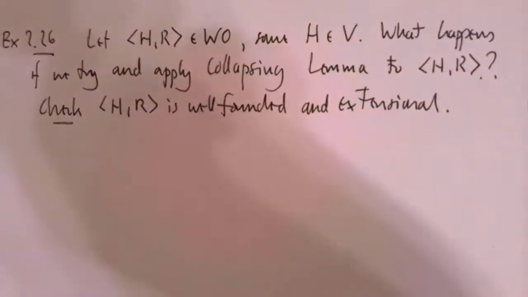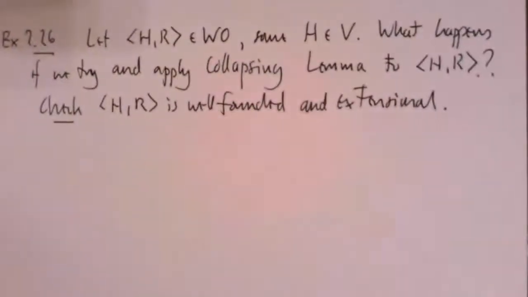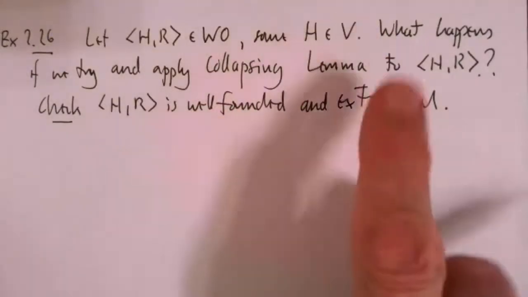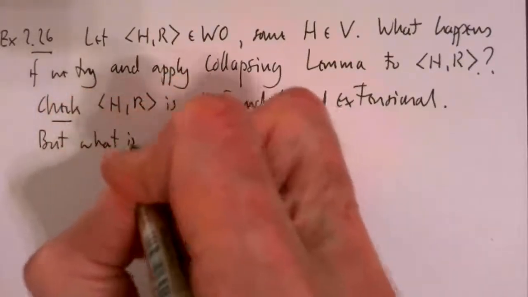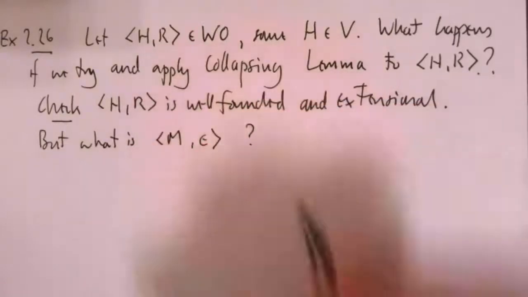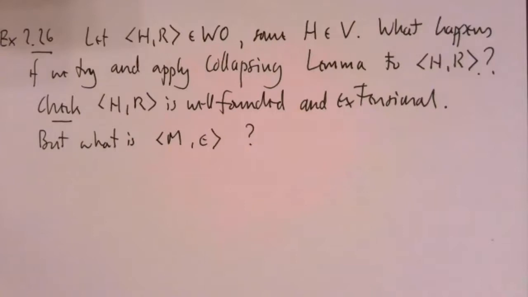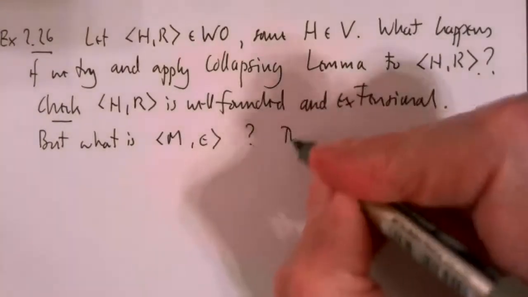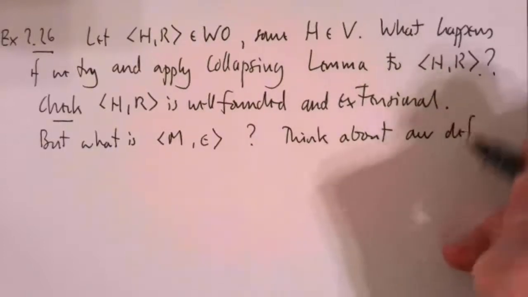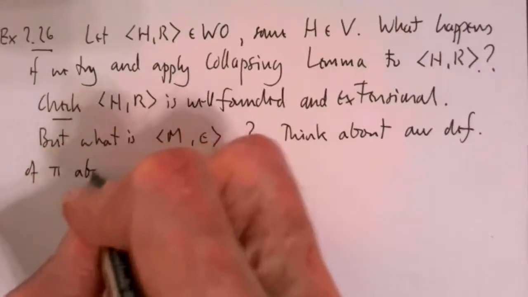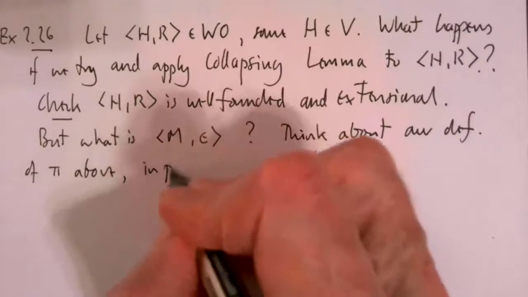Right, so there are two things there for you to say in your model answer: a reason why it's well-founded and extensional. But then what is M like? So you might want to think about what that star, that recursion looks like when I apply it to H. So think about our definition of pi above, in particular, that relation star.